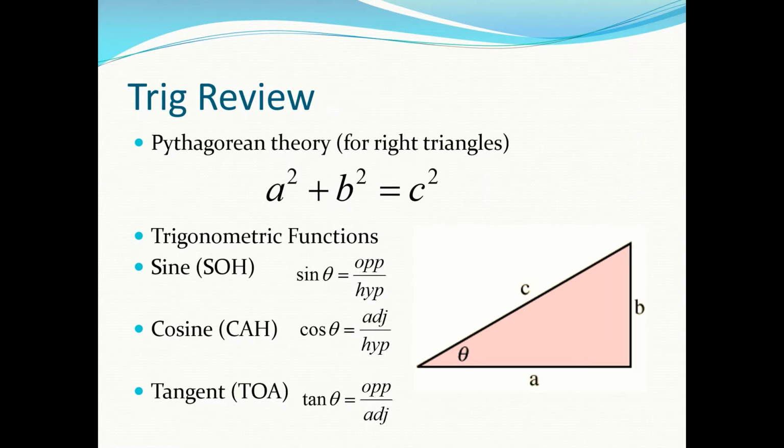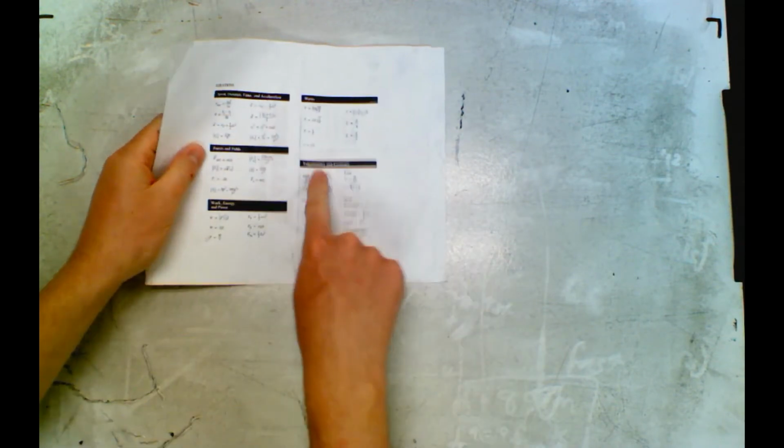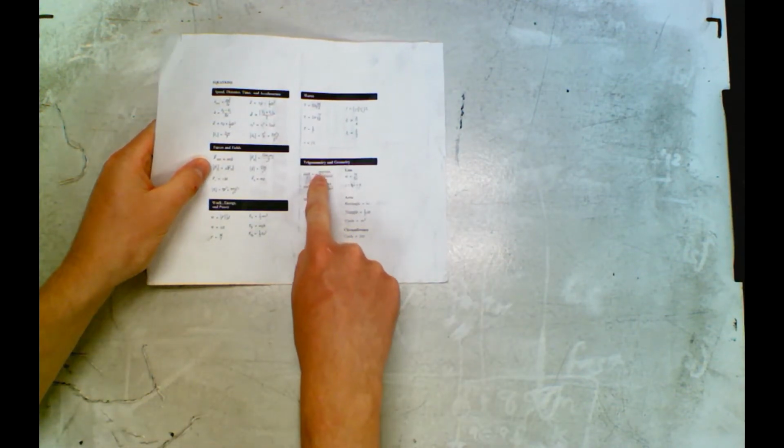So, SOH CAH TOA, where this is adjacent, this is opposite, and this is hypotenuse, if this is the angle that we're trying to find. So this is all on our data booklet. So if we just take a look under trigonometry and geometry, you have SOH CAH TOA, in case you ever forget it on a test.